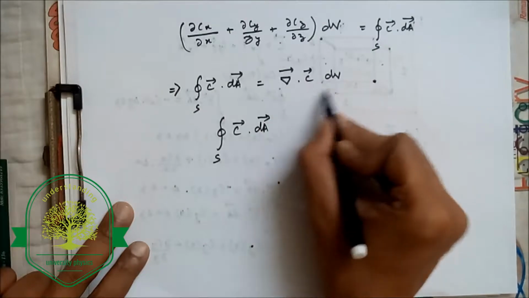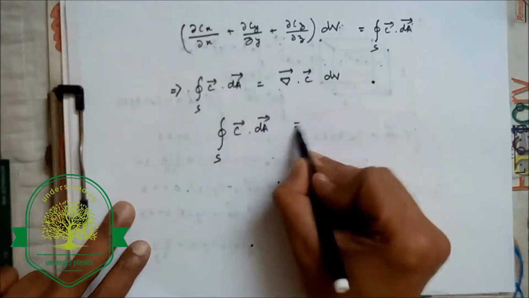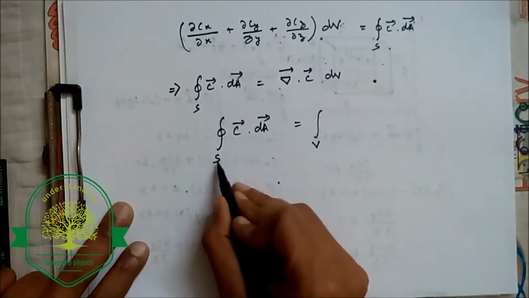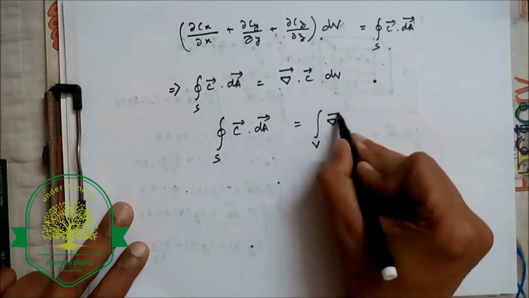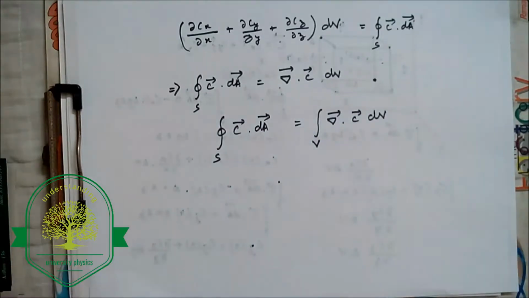This is being done over the volume. So this becomes a volume integral. Integration over the volume which is enclosed by this surface, grad dot c dv. So this proves the divergence theorem.